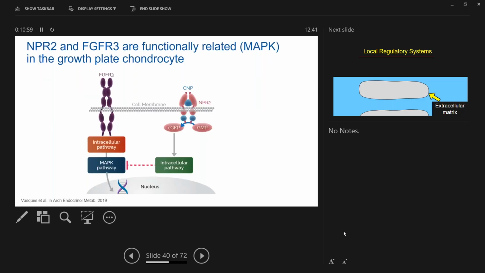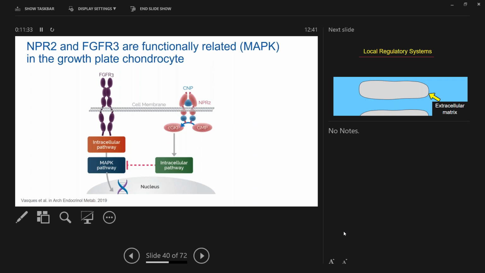Interestingly, these two paracrine factors interact on the signaling level. So FGFR3 overactivation leads to overactivity in the MAP kinase pathway, which is the important pathway to inhibit growth in achondroplasia and other FGFR3 related skeletal dysplasias. CNP, on the contrary, inhibits the MAP kinase pathway, and that's at least part of its effect on growth.